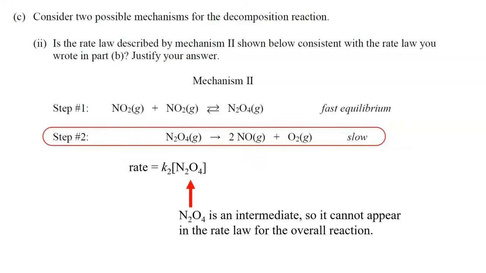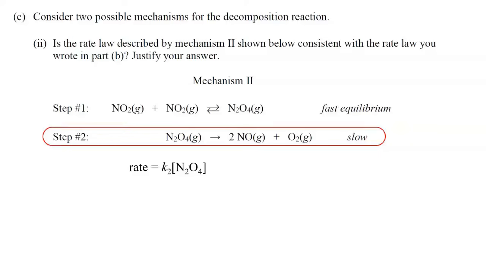So again, N2O4, as you can see, was formed in step 1 and then consumed in step 2. So this is an intermediate, and therefore we have to get rid of it. It cannot appear in the rate law for the overall reaction. Luckily, we have a fast equilibrium in step 1. Let's go ahead and proceed.